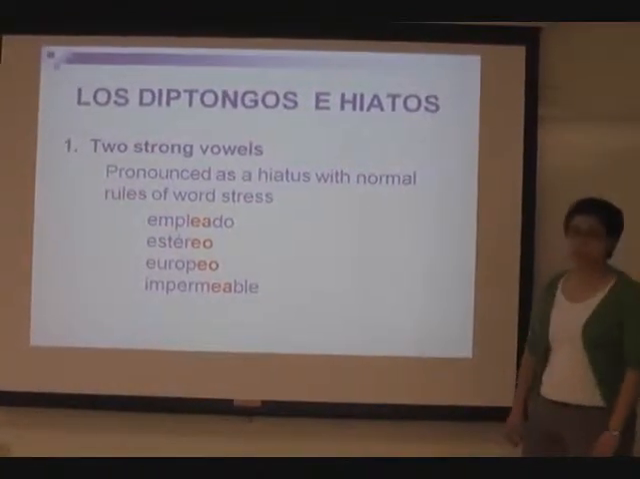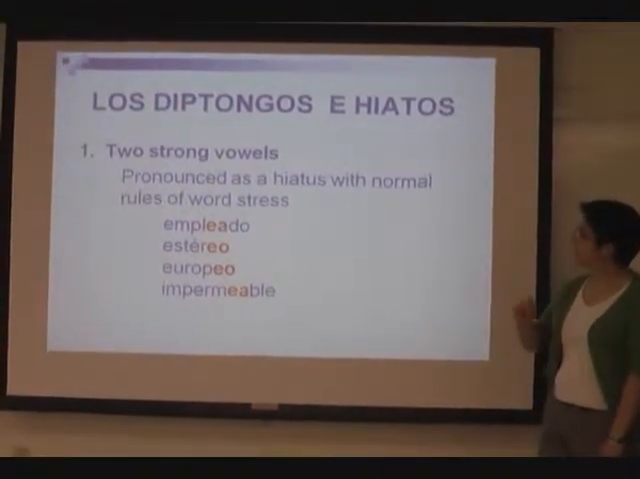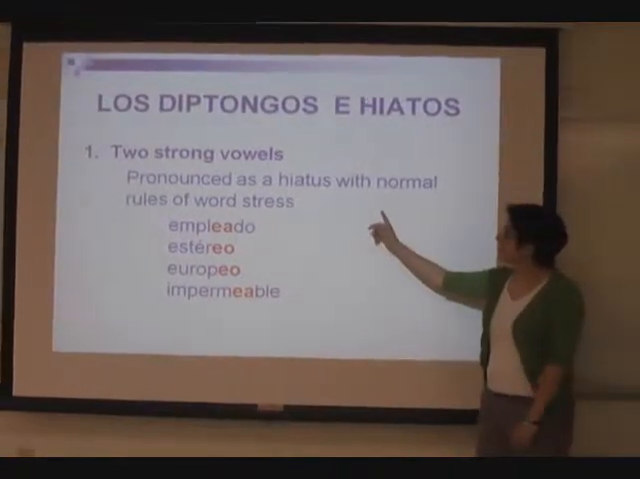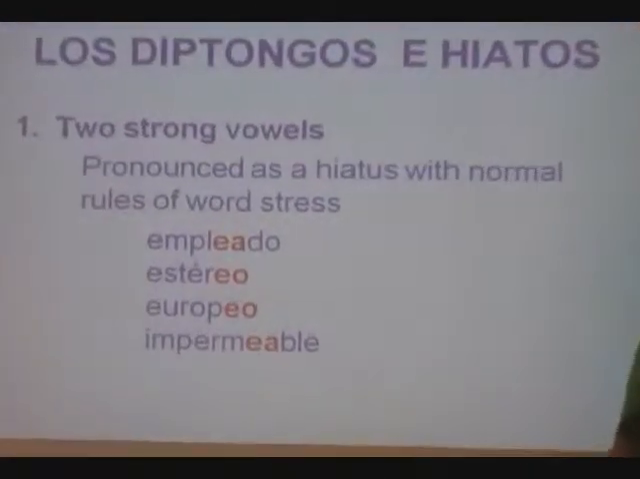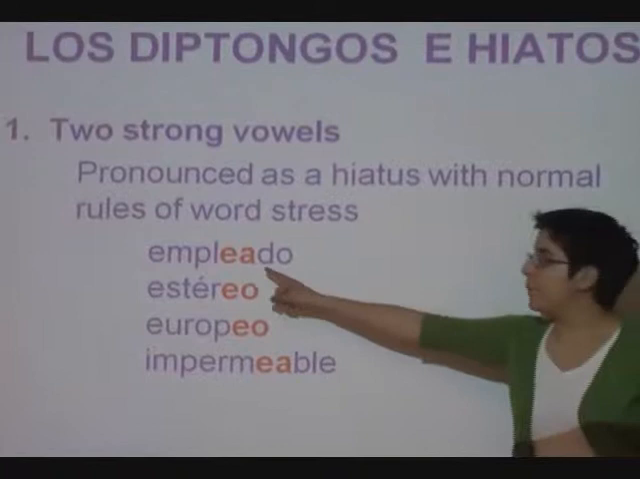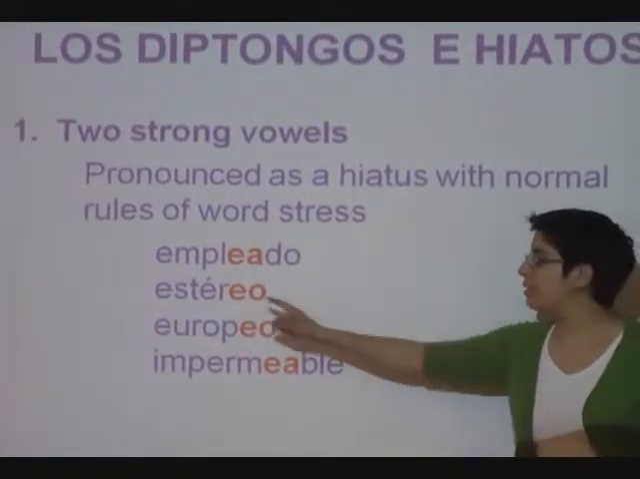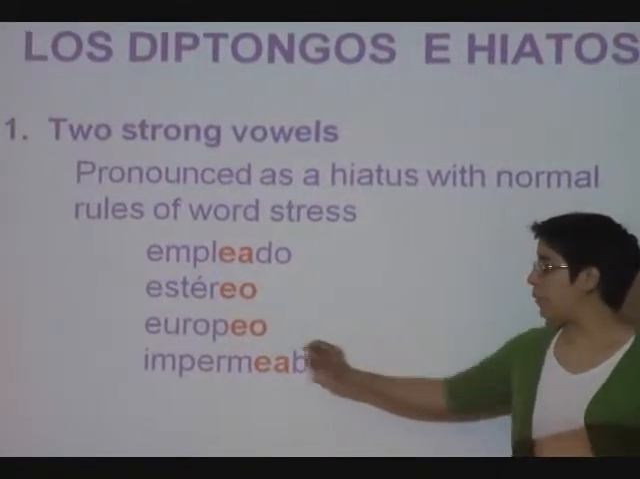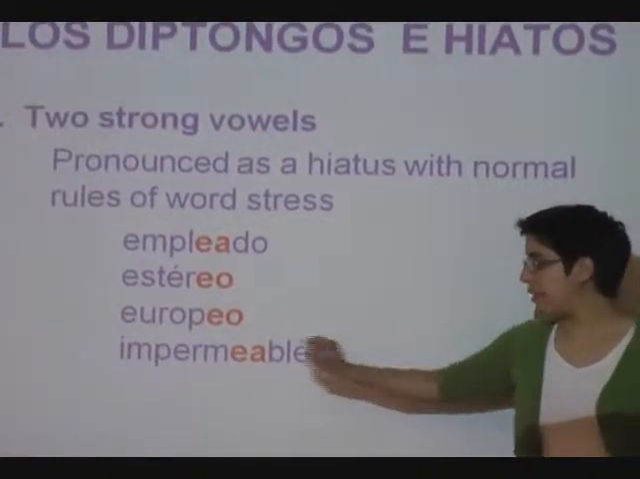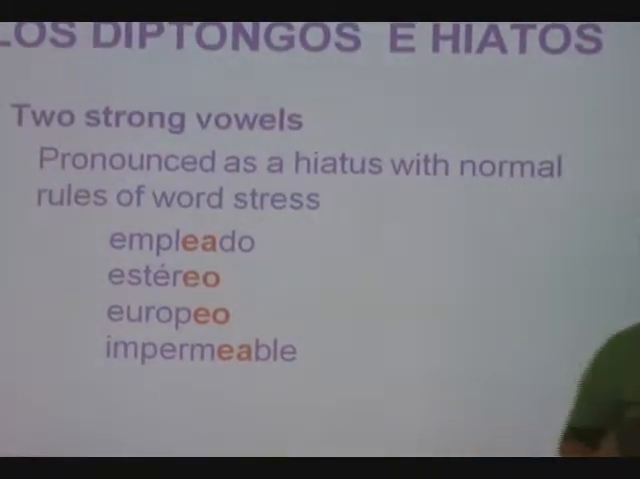Diptongos e hiatos. Let's see. When we have two strong vowels, they are pronounced as a hiato with normal rules of stress. Empleado, estéreo, europeo, impermeable.